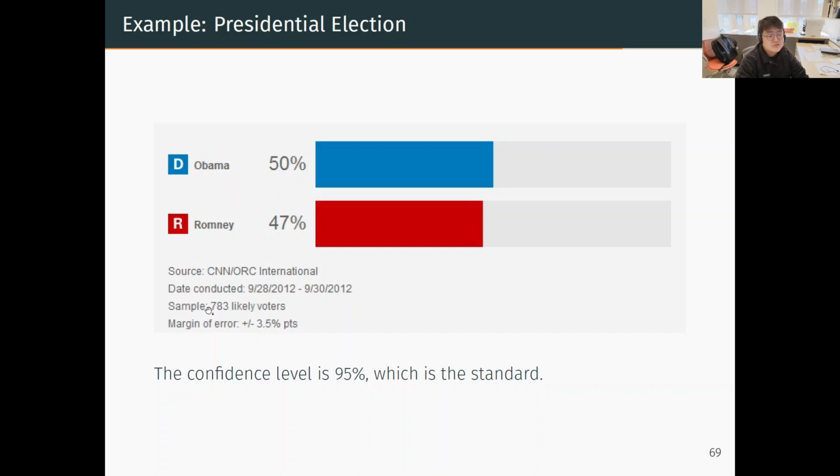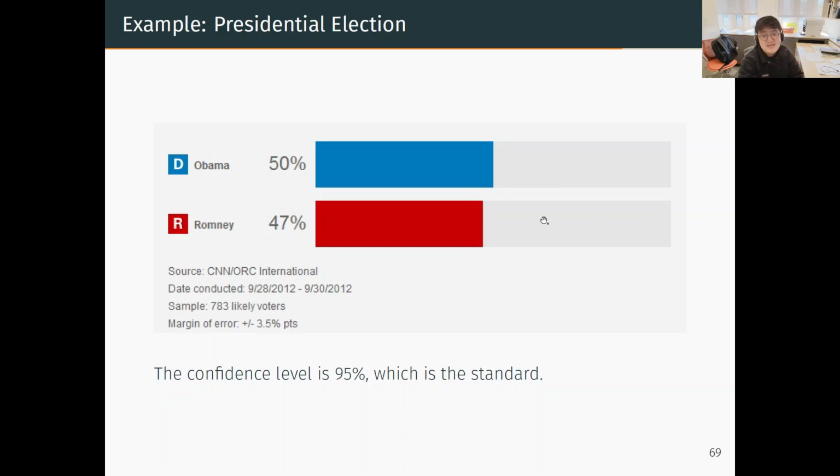and the sample size is 783, and the margin of error is 3.5 percentage points. What it means is the estimated percentage support for Obama was 50%, but this is a point estimator, and you have to allow plus or minus 3.5% margin of error on top of this. So support for Obama at that time was between 46.5% and 53.5%, right?